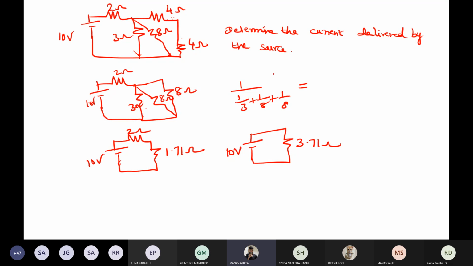Okay. So now the current is 10 divided by this. 2.9, 2.7, 2.69. While adding 1 by 8 plus 1 by 8 plus 1 by 3, it is 0.583. Take 3 inverse plus 8 inverse plus 8 inverse, and how much is it? Then the inverse of that is 1.71, ma'am.